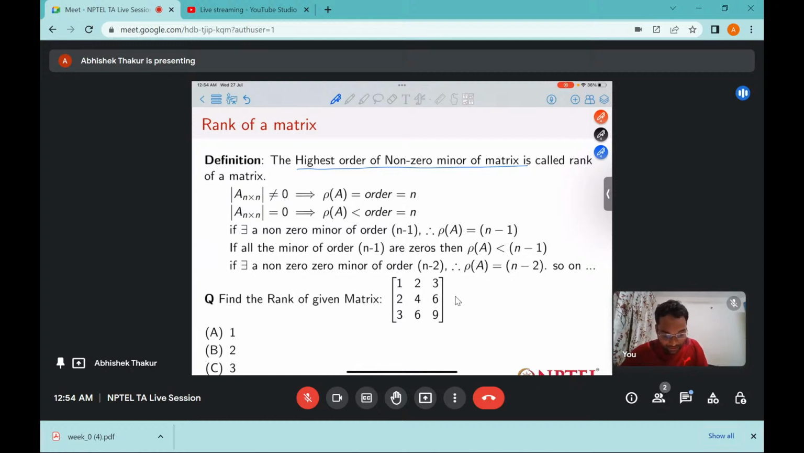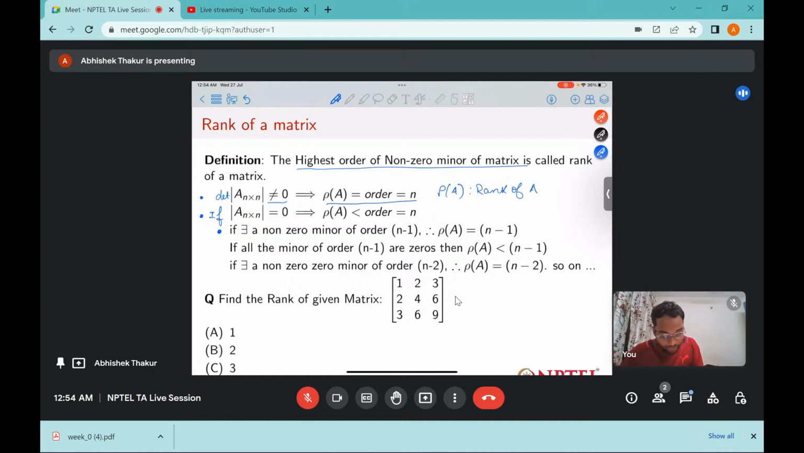So first we will calculate the determinant value of the n cross n matrix A. If this is not equal to 0, this means the rank of matrix A is equal to the order, that is equal to n. And if the determinant of A, n cross n, is equal to 0, this means the rank of matrix A is less than the order. Here order is equal to n. So rank of A will be less than n if our determinant value is equal to 0.